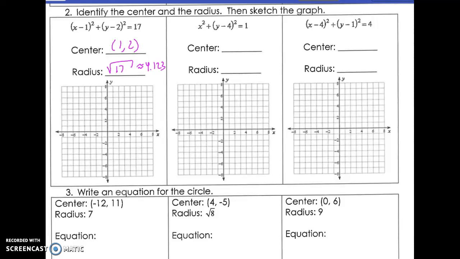Okay, so if we're going to graph this, we'll go to 1, 2. We have to make a circle that's about 1, 2, 3, 4, and a little bit more. 2, 3, 4, a little bit more. 1, 2, 3, 4. And I'll try to make something that looks halfway decent.